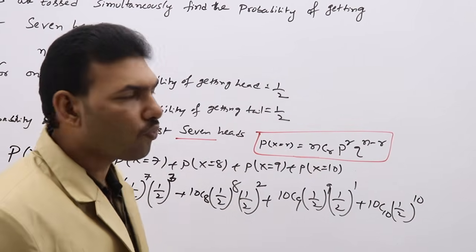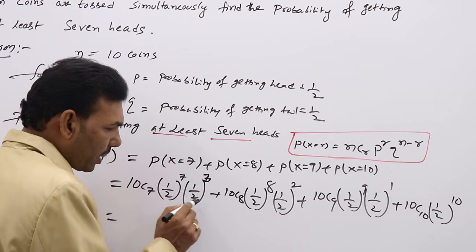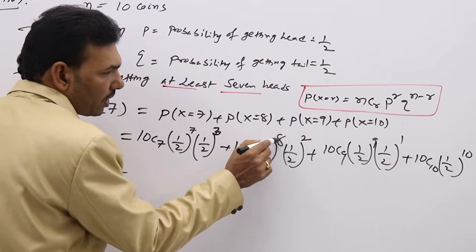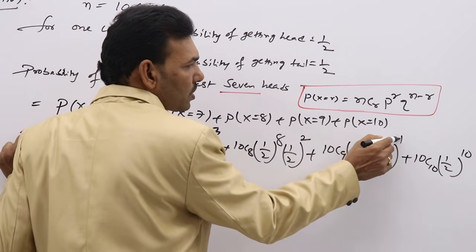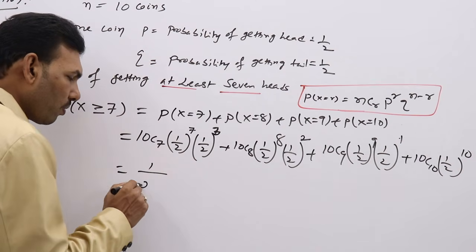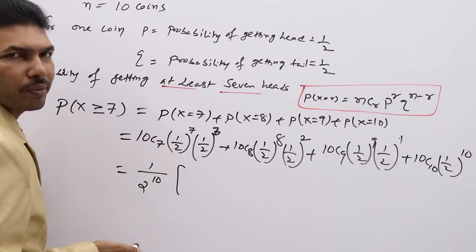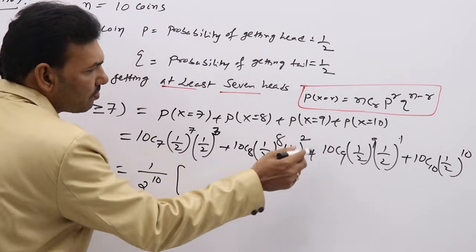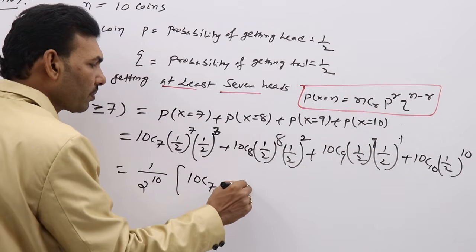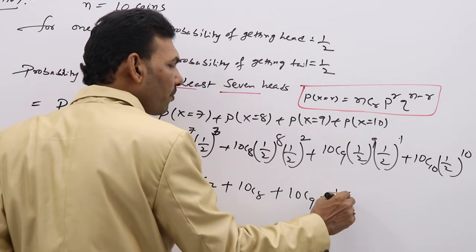So if you observe here, the powers of 1 by 2, the bases are equal, so you can add exponents. 7 plus 3 is 10, 8 plus 2 is 10, 9 plus 1 is 10, 10. That means in every term you are having 1 by 2 power 10. That I am taking common. So if you take these terms common, what happens? You will have 10C7, 10C8, 10C9, and the leftover term after common.